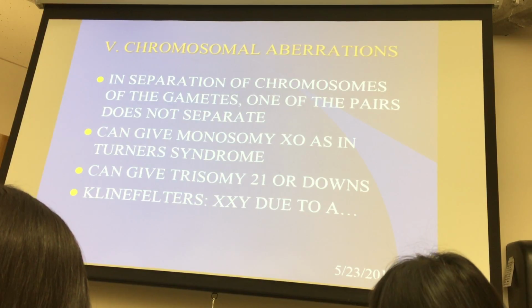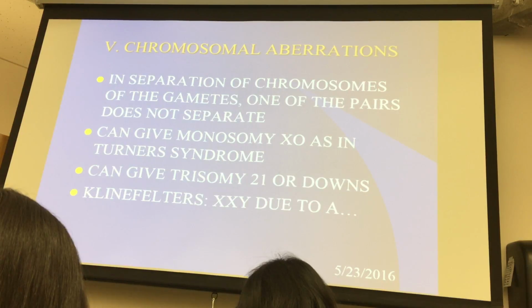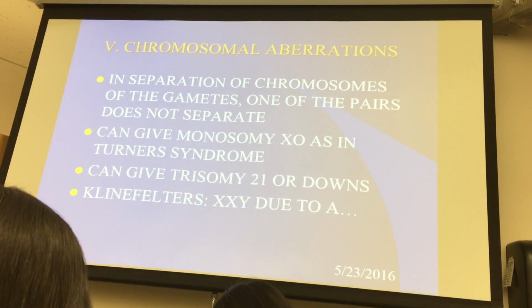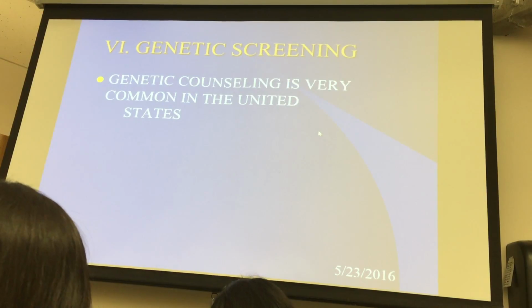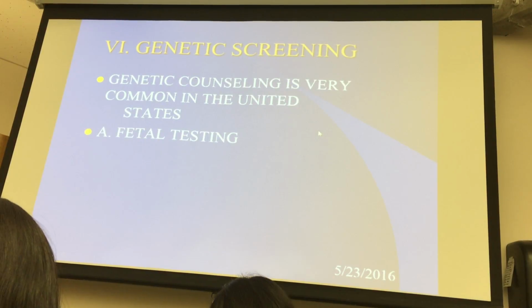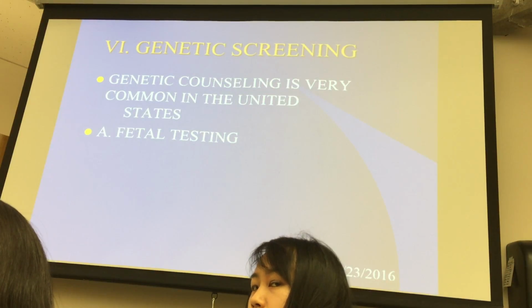Klinefelter's. XXY is due to a non-disjunction of the gametes. Non-disjunction of the gametes. 2n equals 47. Can they do fetal testing? Yeah, Eli? What does that look like?